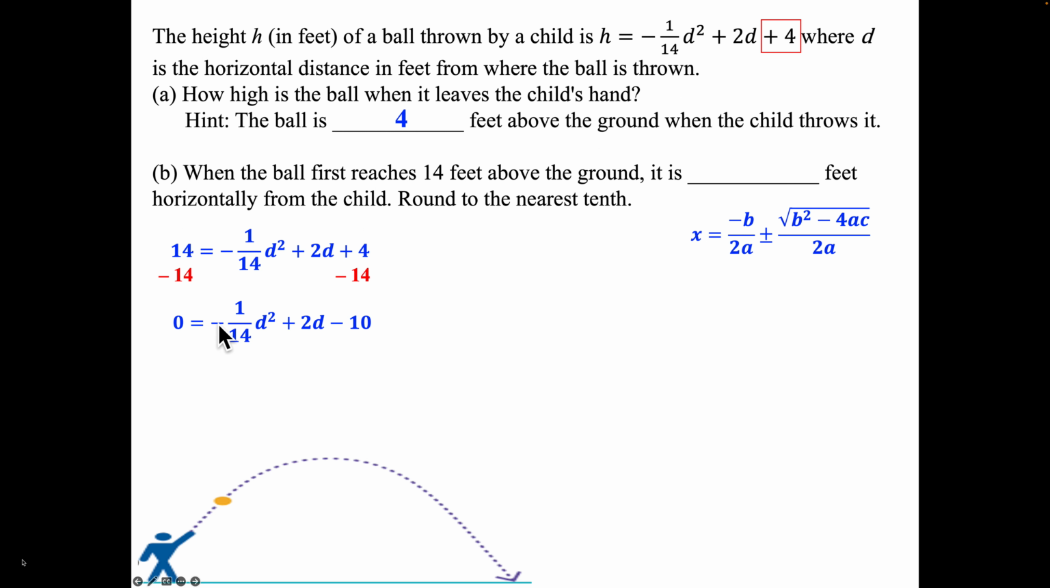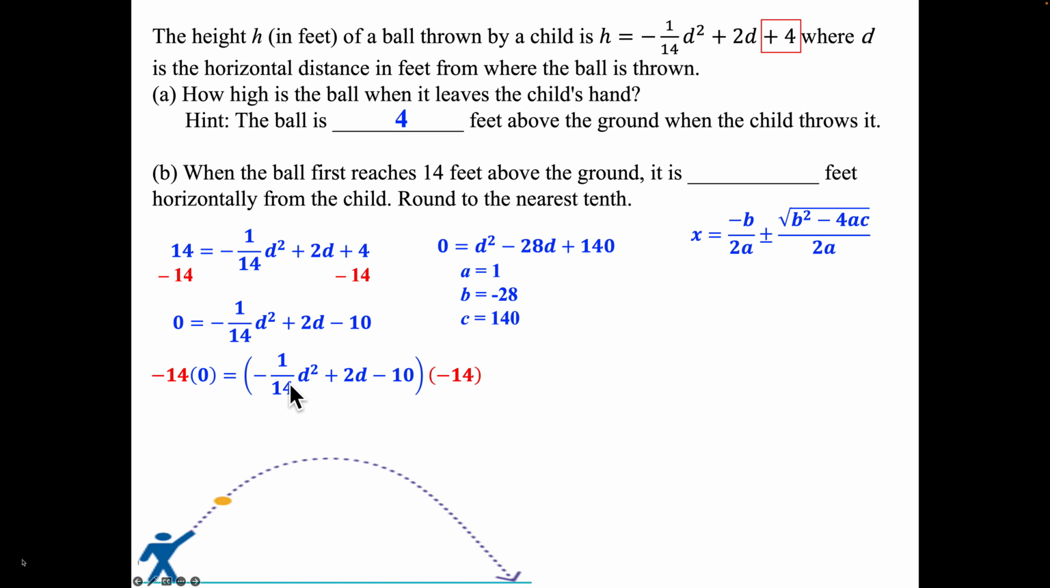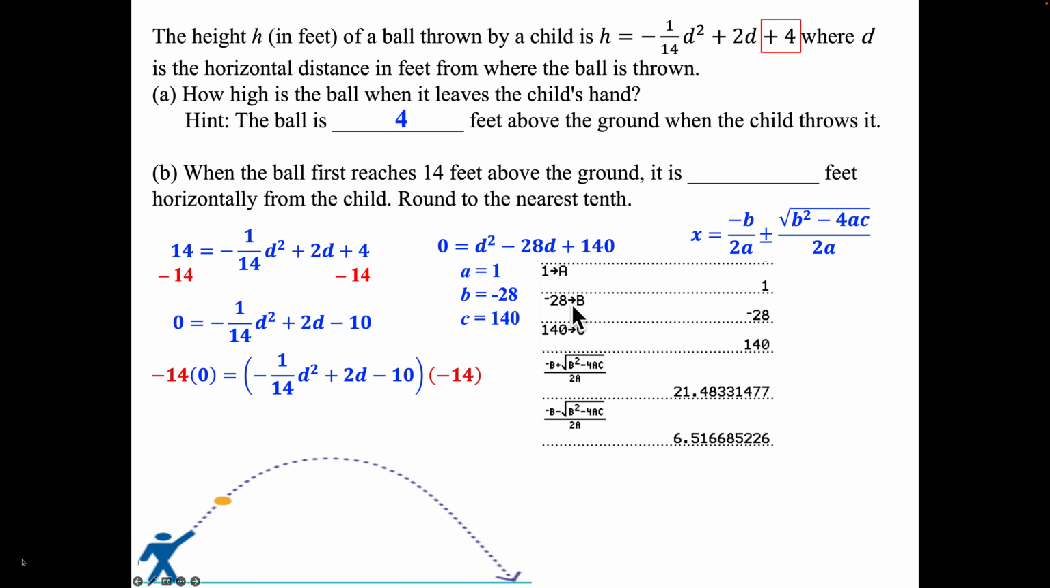So one thing I can do here is multiply by the denominator 14. In fact, I'm going to make it a negative 14 to both sides. 0 times negative 14 is not going to change anything, but negative 14 times negative 1 over 14 is going to make this a 1. Then I'm going to have minus 2 times 14, 28, then plus 140. So now typing in a is a 1 is easier than a negative 1/14. b is negative 28, c is 140.